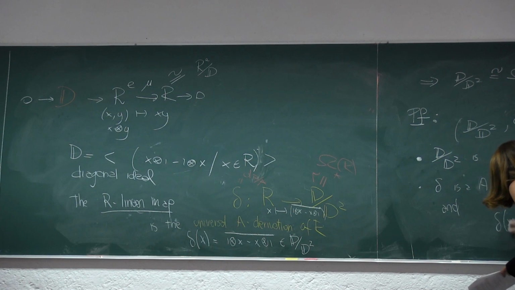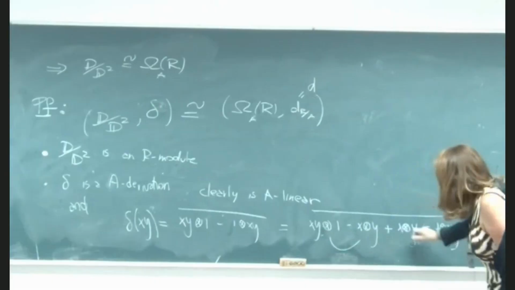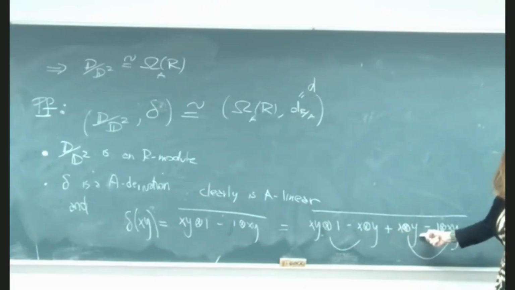So let's take the multiplication. What is delta xy? The delta xy is xy tensor 1 minus 1 tensor xy. But I have to be able to break this. So you use a trick. You add inside x tensor y and y tensor x. Add and subtract it. So you have xy tensor 1 minus x tensor y plus x tensor y minus 1 tensor xy. Combine. And now you can group them together. From this one, you can extract x and then y tensor 1 minus 1 tensor y. From this one, you can factor y and then x tensor 1 minus 1 tensor x.